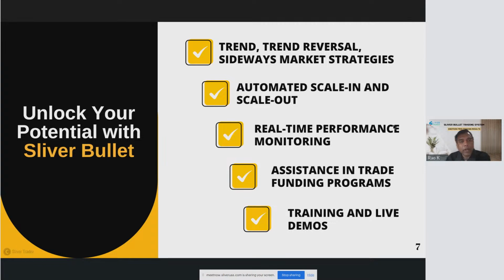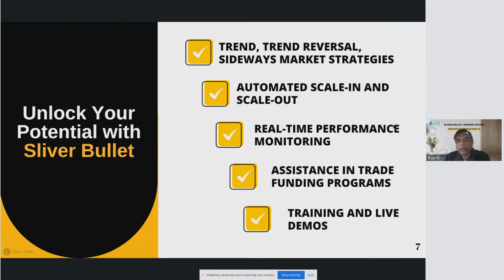So now, how this software that we call Sliver Bullet Pro helps you. The Sliver Bullet software and the overall system helps you in different ways. It helps you trade in trending markets, reversing markets, sideways markets, all types of markets, because it has strategies tailored for these markets. We teach you how to recognize these markets in our academy.